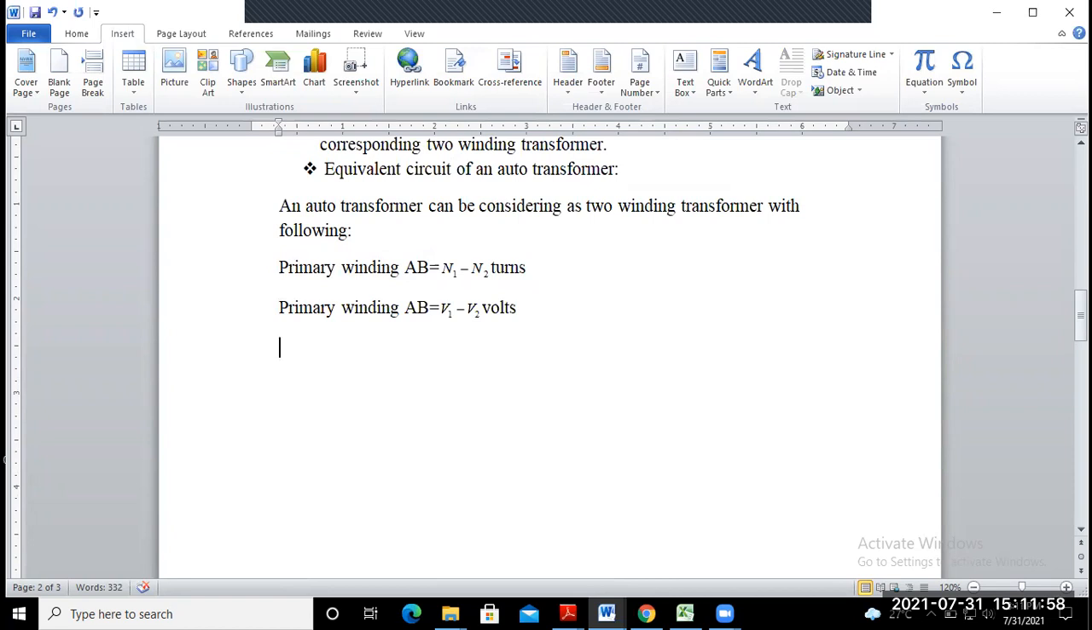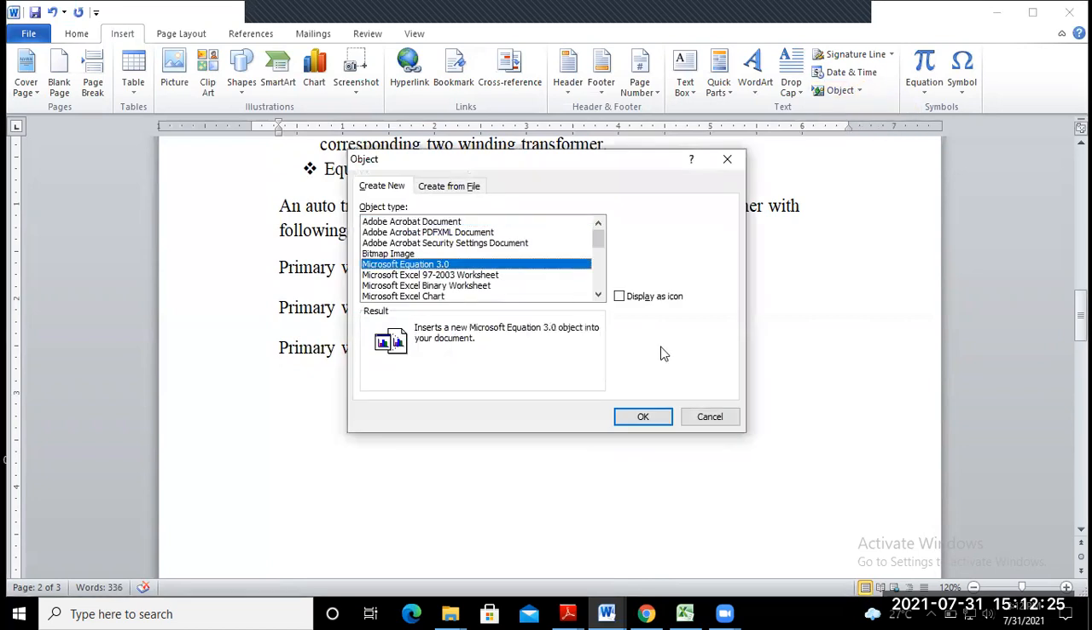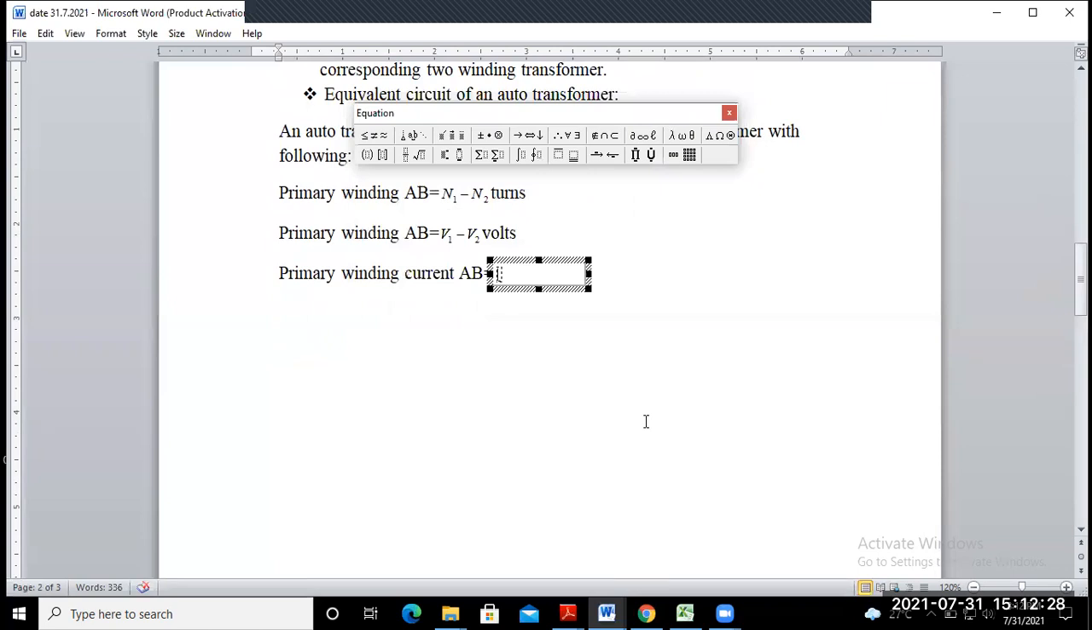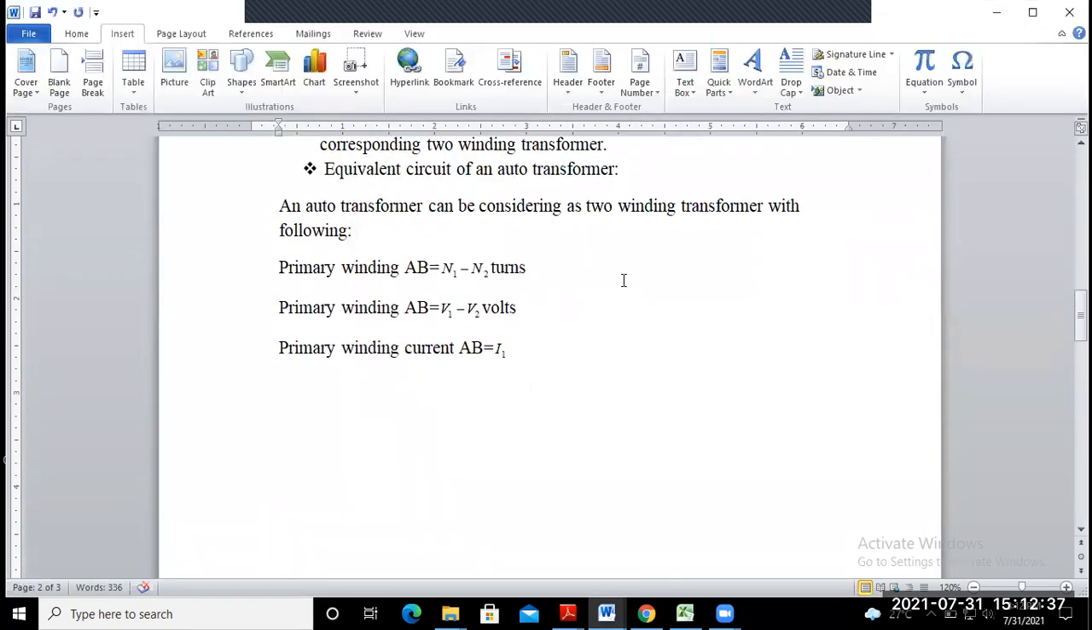Primary winding current in AB is equal to I1. So I1 amperes.